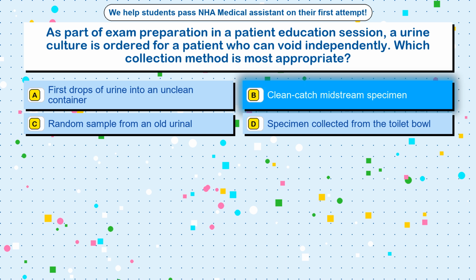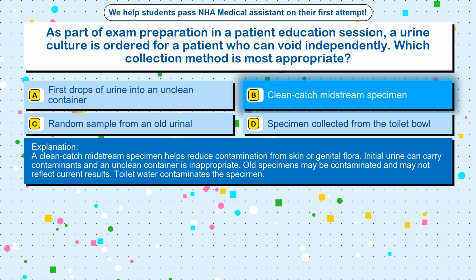The correct answer is option B, clean catch midstream specimen. A clean catch midstream specimen helps reduce contamination from skin or genital flora. Initial urine can carry contaminants and an unclean container is inappropriate. Old specimens may be contaminated and may not reflect current results. Toilet water contaminates the specimen.